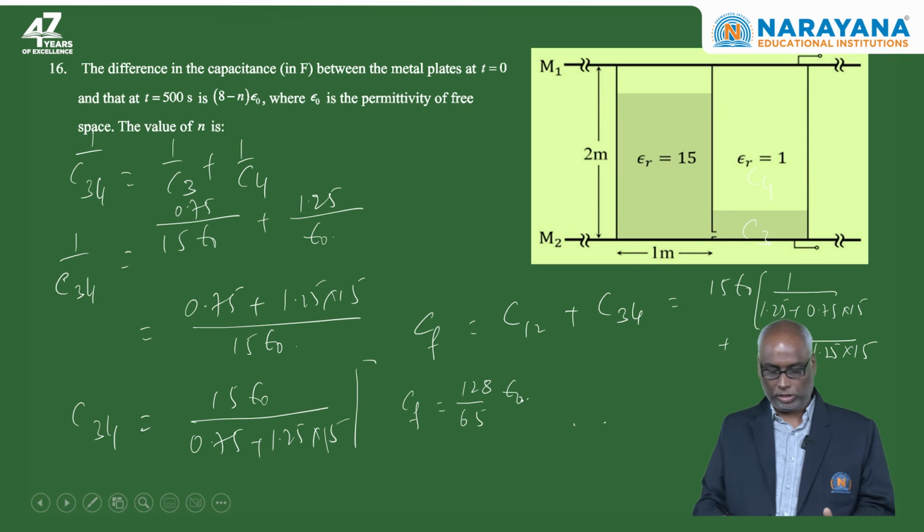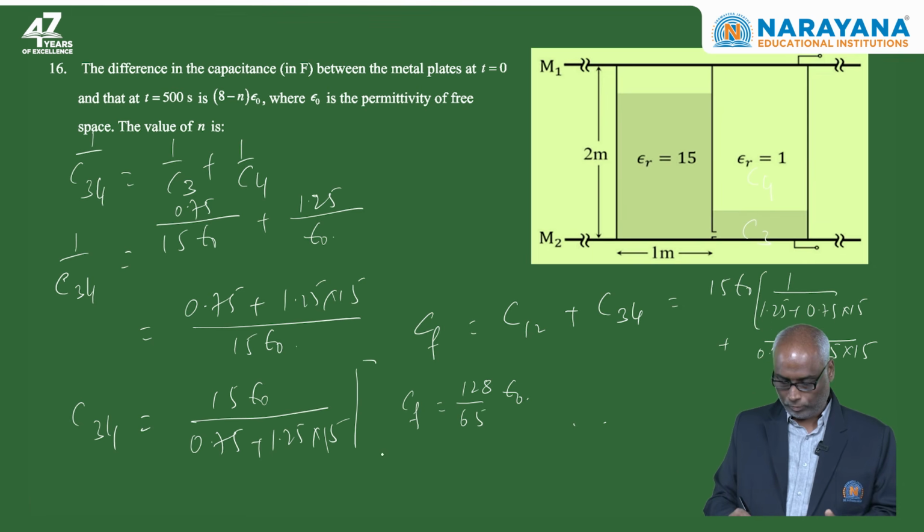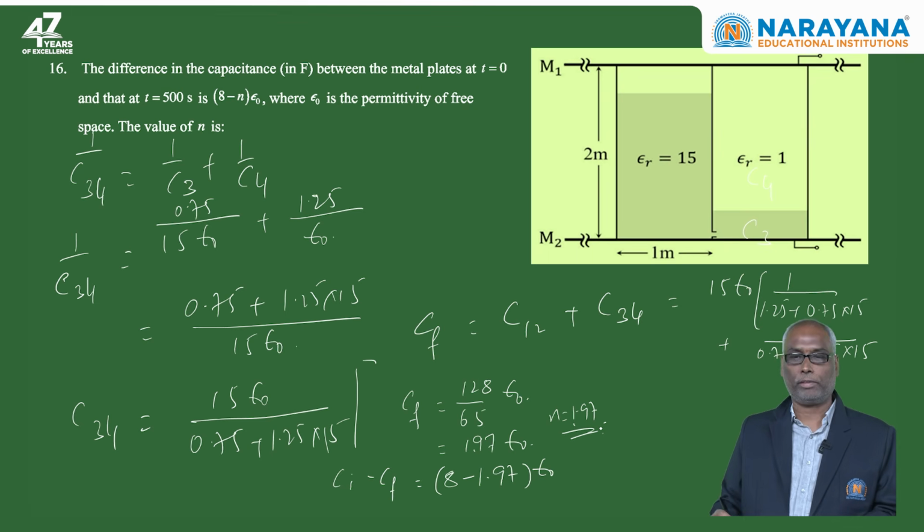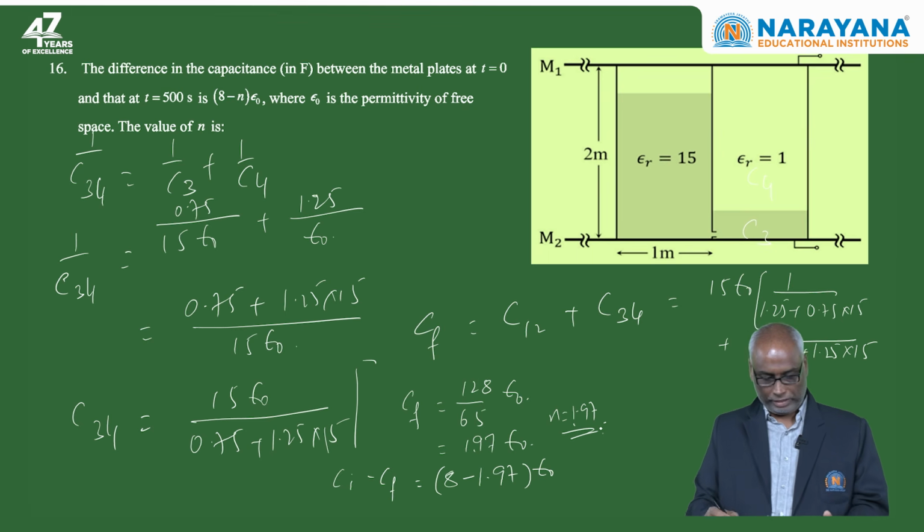They have asked for the initial capacitance minus the final capacitance. When we calculate, we get this value as 1.97 epsilon naught. So when I find initial capacitance minus final capacitance, it should become 8 minus 1.97 epsilon naught. So the value of n is 1.97. The next passage.